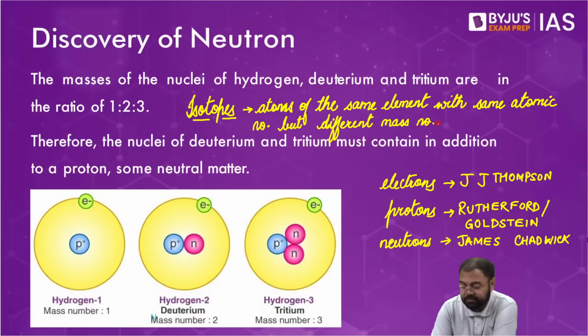Different mass number. All right. So atoms of the same element with the same atomic number and different mass number. What is atomic number and what is mass number? This is all class ninth chemistry. If you remember, you remember. If you don't, I'll tell you. What is atomic number and what is mass number?